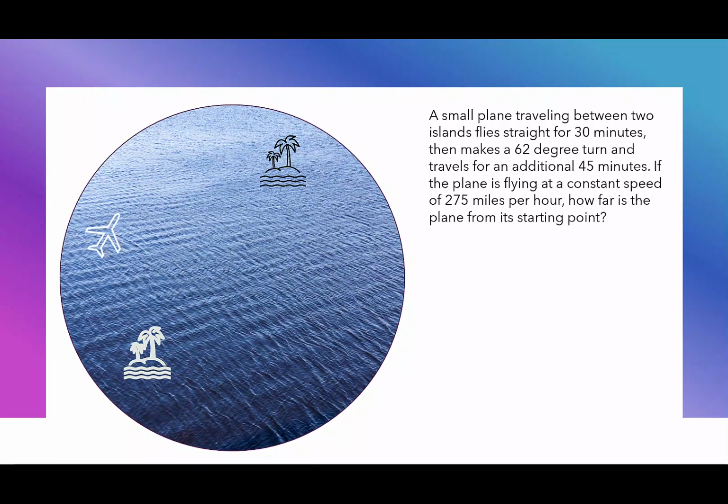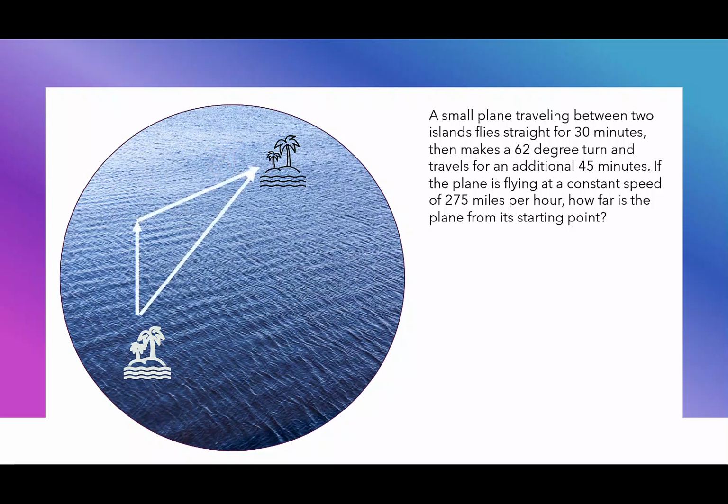Then it makes a 62-degree turn and travels for an additional 45 minutes. If the plane is flying at a constant speed of 275 miles per hour, how far is the plane from its starting point? Our first step is to draw in a triangle.